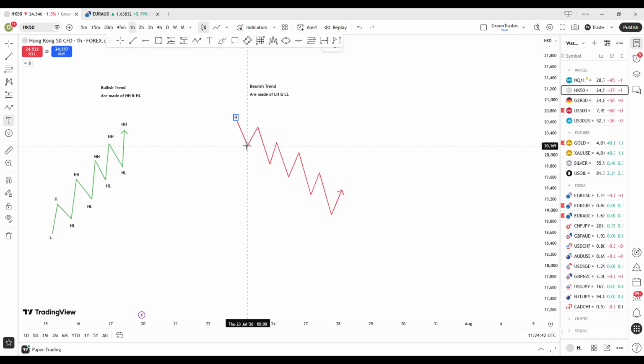This point will be the lowest point of the market, right? This point will be the lowest part of the market. So what's going to happen? How do you get a bearish trend? You just have to put the L before the H and the L.